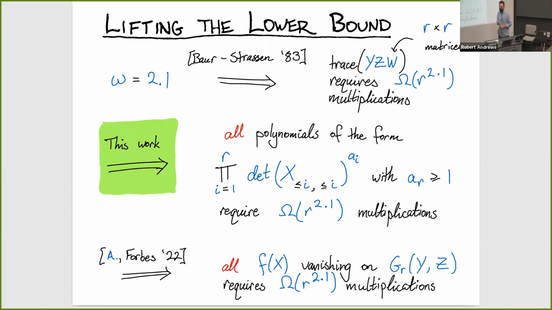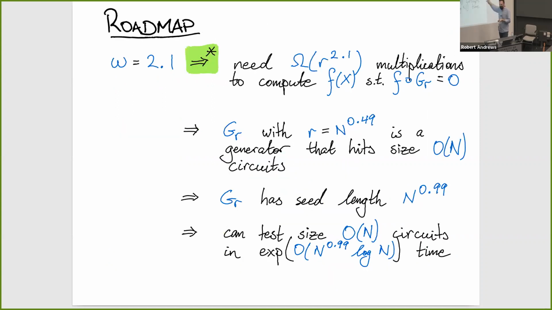So what did we do? Why were we doing this? We had a lower bound on omega, and we wanted to say that that lower bound extends to all polynomials that break this generator. We needed to somehow go from a trace to products of determinants. Okay, so we did that. Now going back, why did we do that? The reason is we had this plan that if I prove a lower bound on omega, I can de-randomize polynomial identity testing. And the key missing step was I needed to prove that this lower bound extends to all these polynomials that might break our generator. So we did that.